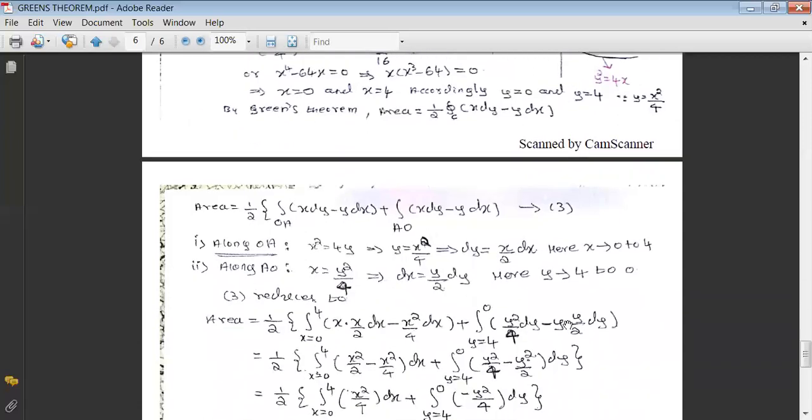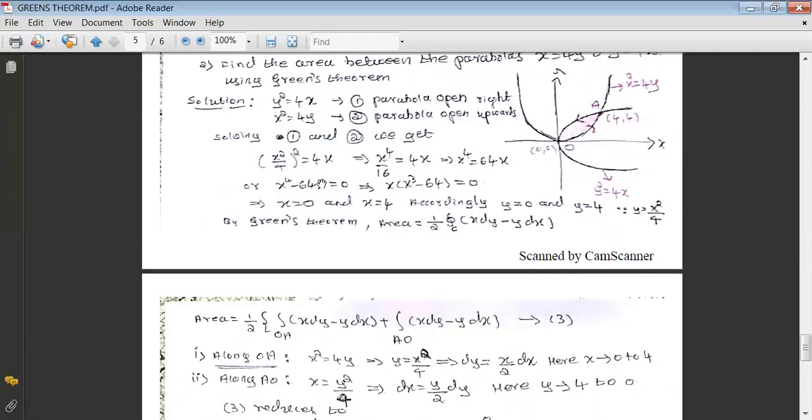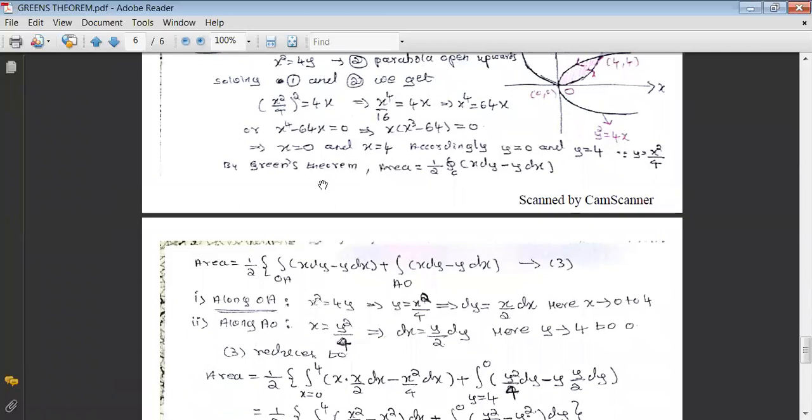Now this can be written as 1 by 2 times the integration. Let us recall Green's theorem for areas. It is like this, 1 by 2 times. Since this is the region we have to cover, and that region is bounded by two subcurves, one is OA and one is AO, that we write like this.